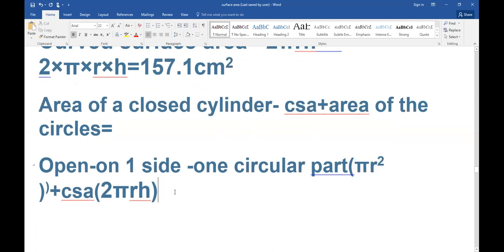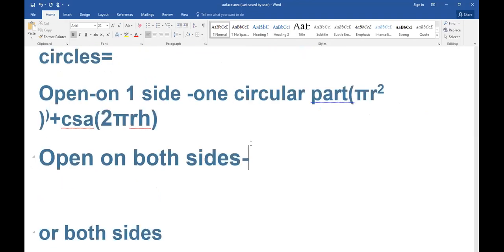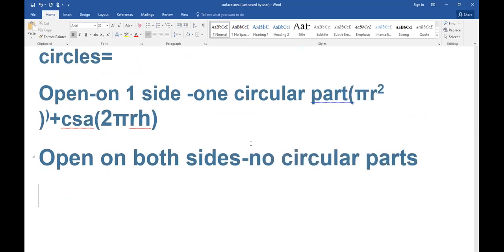Then the other scenario is open on both sides. If it is open on both sides, it means there is no circular bottom. There are no circular parts. So what you're going to have is only the curved surface area, and you know how to find the curved surface area. So this is how you would find the surface area of a cylinder.